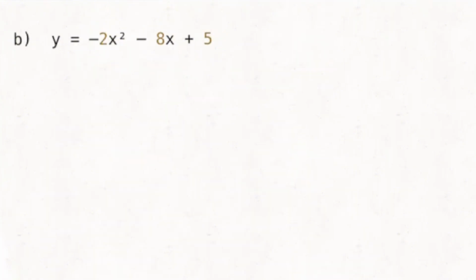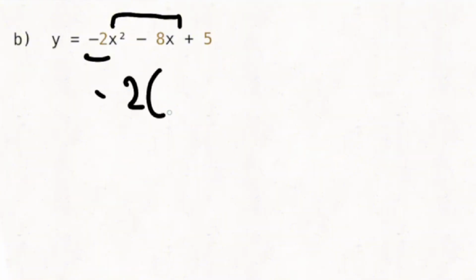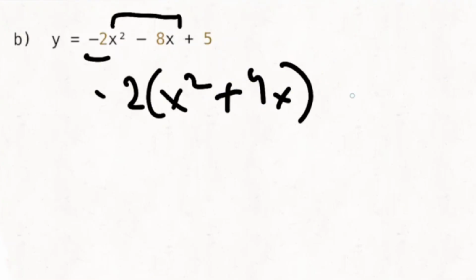So for our next question, we have y equals negative 2x squared minus 8x plus 5. So here our leading coefficient is negative 2. So we have to factor out this negative 2 from x squared and x within this equation. So we will get negative 2 times x squared plus 4x plus 5, right?